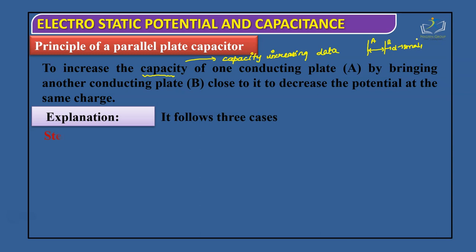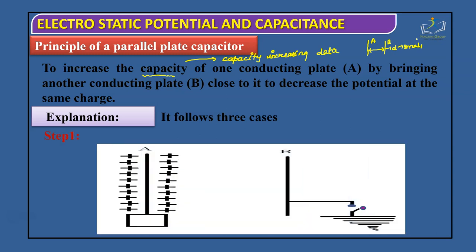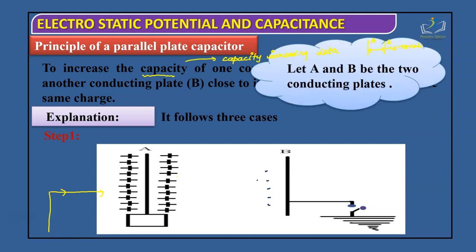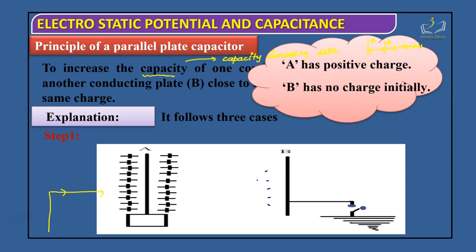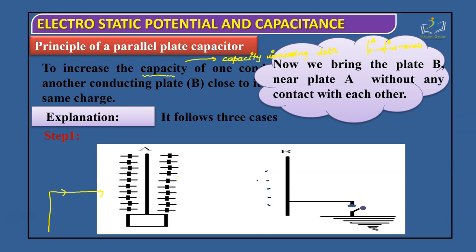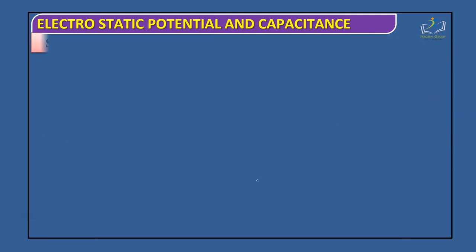For more elaboration, let's see the explanation. It follows three cases. First step: these are the parallel plate capacitor plates A and B. Initially, by the help of a potential, the charges accumulate over there. But because of induction, if this is positive in nature, similarly the opposite type of charge will be stored there. Clear? Let A and B be two conducting plates, A with a positive charge and B with no charge initially. Now we bring plate B near plate A without any contact with each other.